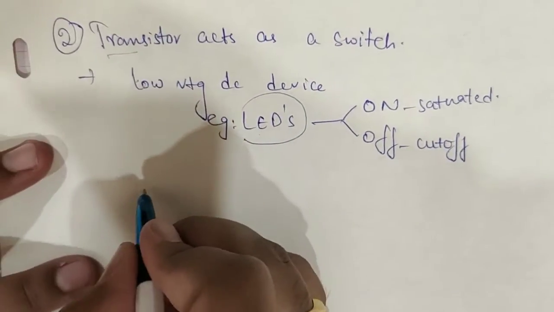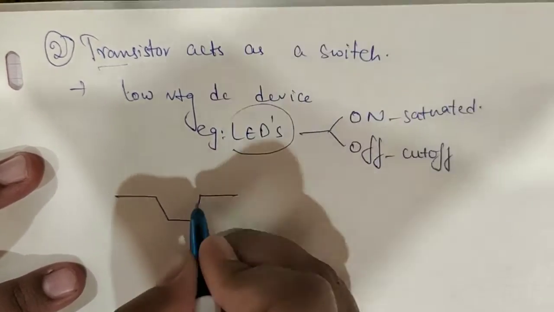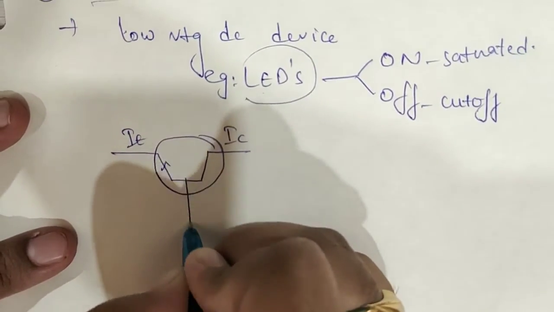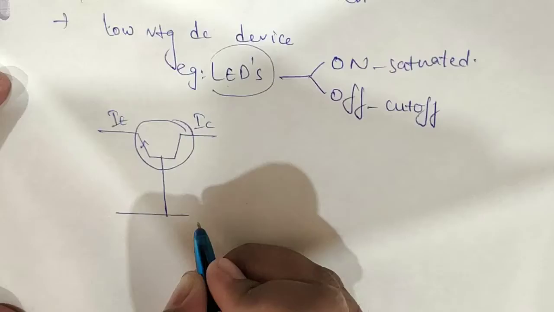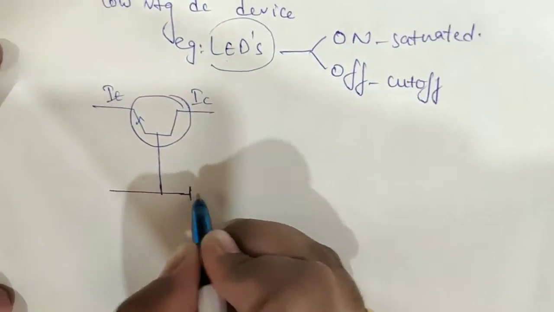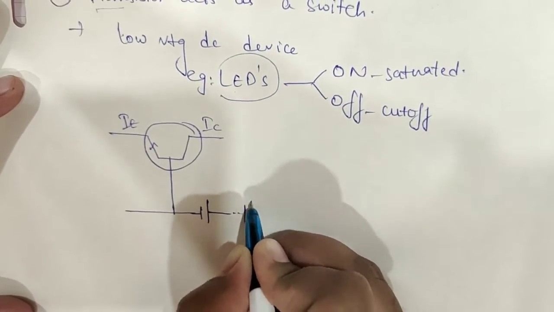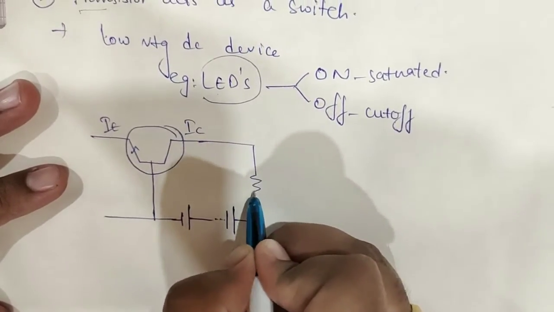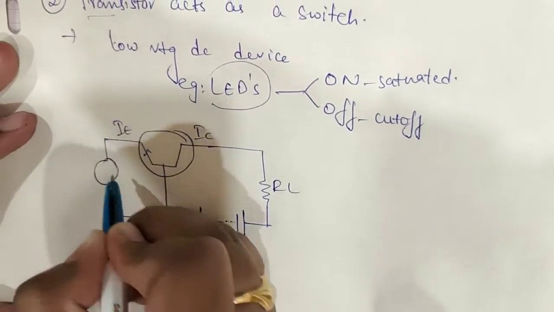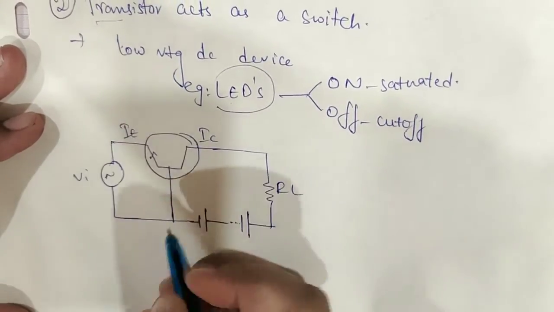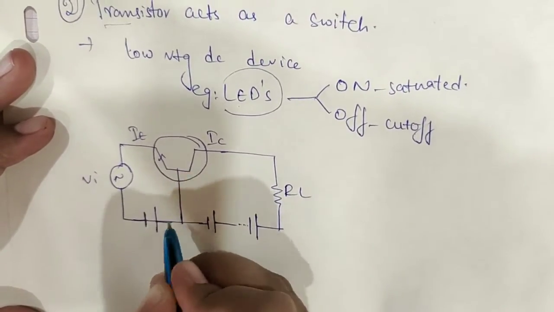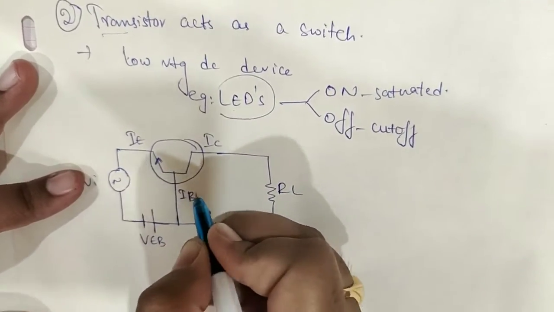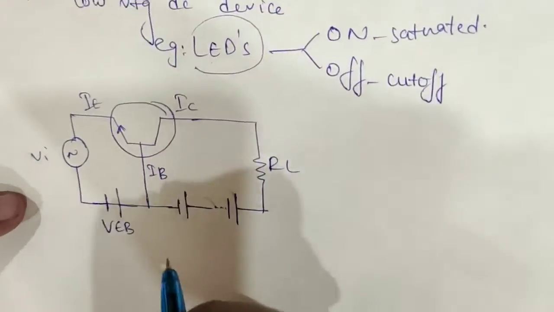Suppose, as we have seen in our previous circuit, this is the same circuit that we used when the transistor acts as an amplifier. This will be the load resistance RL, and here will be the supply voltage VI. Sorry, here will be the emitter base voltage. This will be the IB current. Now, in this explanation, we see how the transistor acts as a switch.